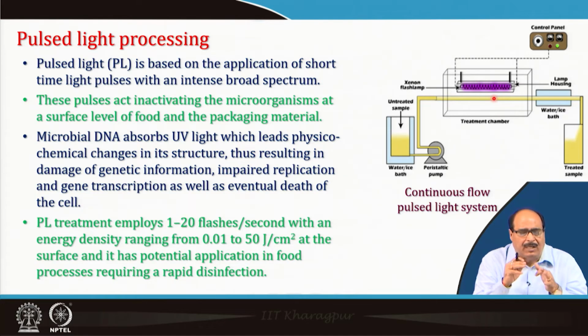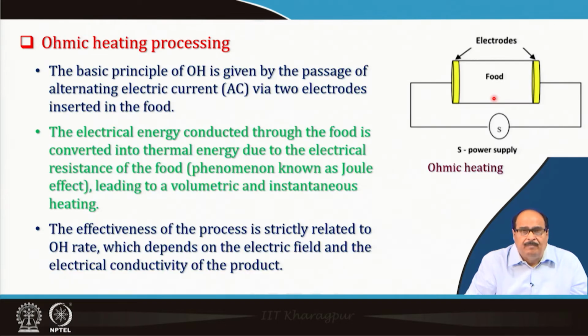So, microbial DNA absorbs ultraviolet light, which leads to physicochemical changes in its structure, thus resulting in damage of genetic information, impaired replication and gene transcription, as well as eventual death of the cell. Pulse light treatment employs 1 to 20 flashes per second with an energy density ranging from 0.01 to 50 J per centimeter square at the surface, and it has potential application in food processing where rapid disinfestation is aimed.